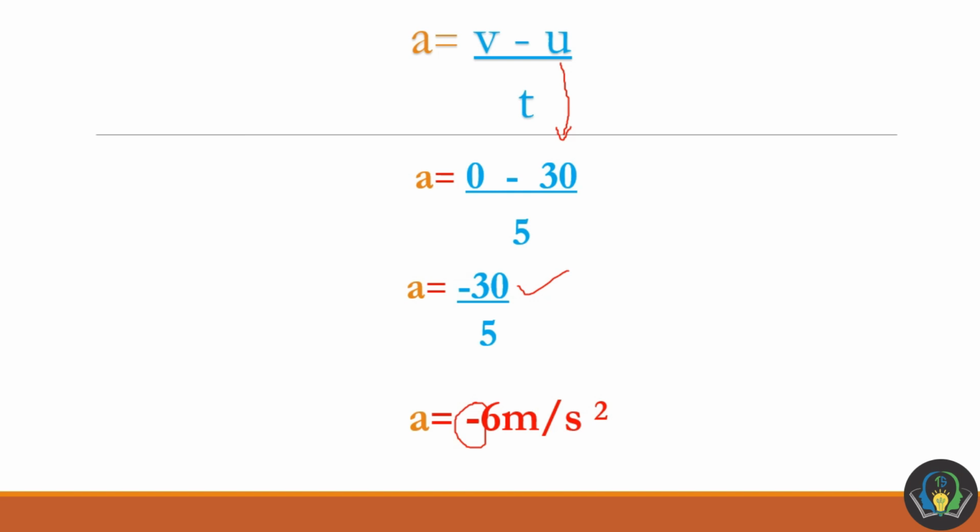Now if you had put anything else, say for example if you had taken 30 minus 0 upon 5, then you would be getting the answer as positive 6, which would be wrong. So I hope you are clear with the reason why this negative sign is so important for us. So we proceed further.